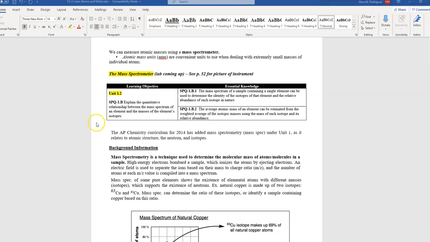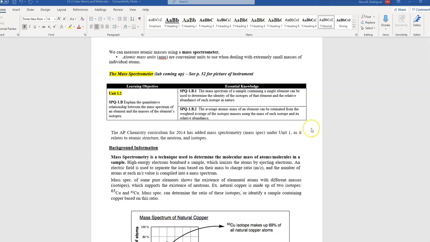So this is the learning target, as you see right here, 1.2, and by the time the AP test comes, you have to be able to distinguish between two things. The mass spectrometer of a sample containing a single element can be used to determine the identity of the isotopes of that element and the relative abundance of each isotope in nature. And then the average atomic mass of the element can be estimated by the weighted average of the isotopes' masses, using the mass of each isotope and its relative abundance.